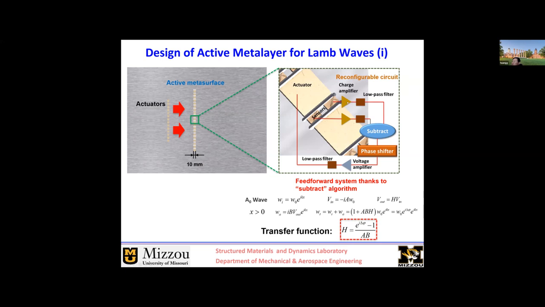But this sensing signal eventually will be fed into the actuator to manipulate the wave mechanical phase. If you want to change the phase, there is a parameter, a transfer function. The beauty of this design, like I mentioned, is that it does not interfere with the incident wave, and it can actively sense the incident wave that you receive from this metal layer.